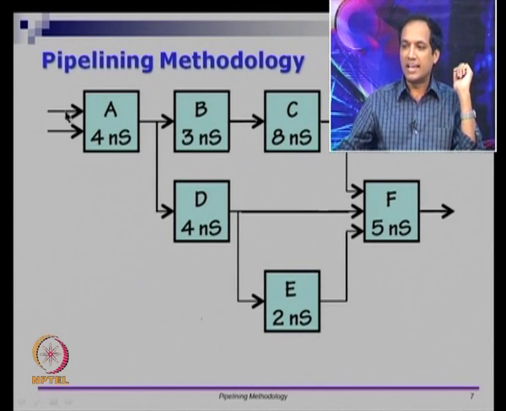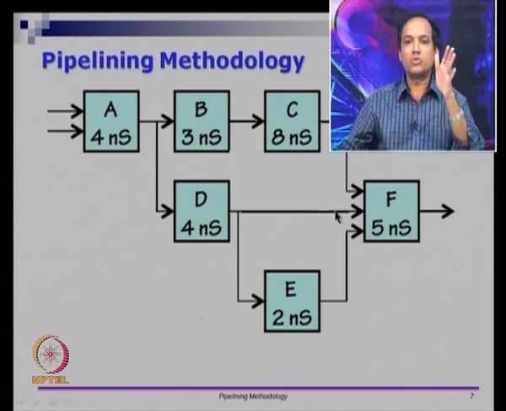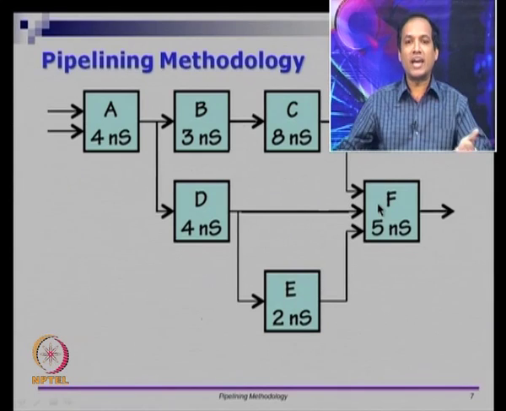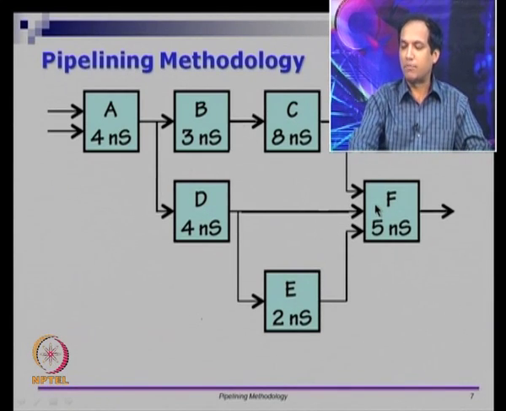Inputs to output is either ABCF or ADF or ADEF, and I have to wait for the largest of the delays. So the latency of the system is the largest propagation delay, which is 4 plus 3 which is 7, 7 plus 8 which is 15, 15 plus 5 which is 20. So the latency of the system is 20 nanoseconds. If I give any inputs here, the whole chip will stabilize only after 20 nanoseconds. I want to see if I can make this better by doing pipelining.